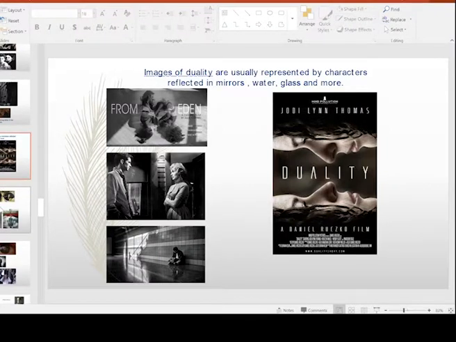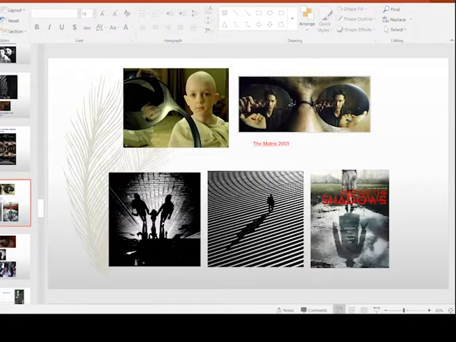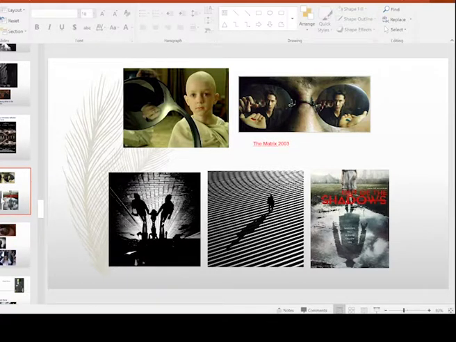You also got symbols or images of duality which appear in films. So look at the films that you're doing and see if there's reflections in water, if there's reflections in mirrors, or whether there's shadows. And it tells us that that person has a hidden agenda. They have a hidden side to them, something that's going to come out and reveal more about them.